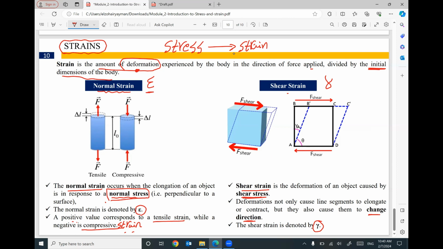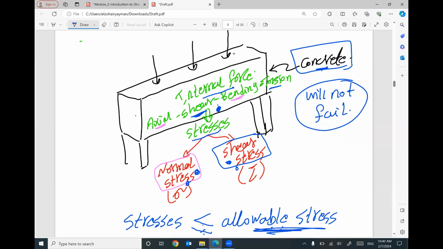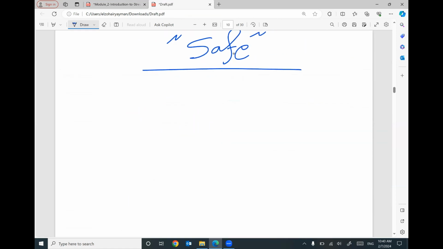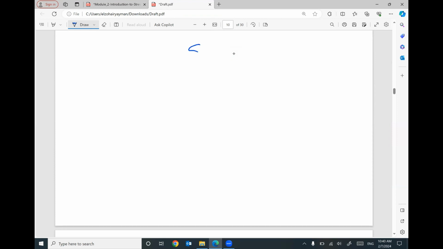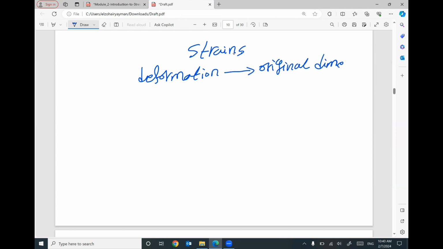So what I covered so far is the concept of strain. How to calculate this strain will be covered in the following videos. I would like to summarize what I said so far. Strain is deformation, the amount of deformation related to the original dimensions of the member. It's not just the amount of deformation, that's it. No, it's deformation related to the original dimensions of the member.